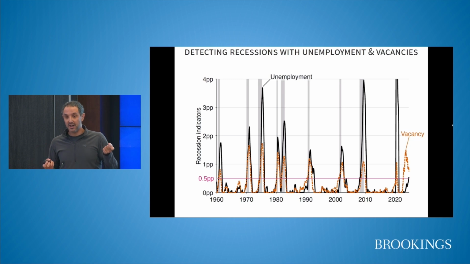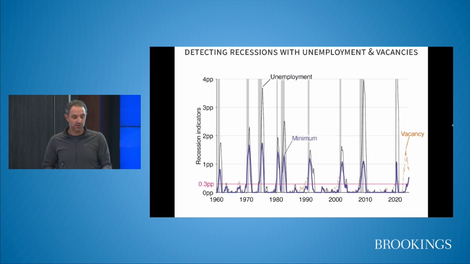But the key thing to realize is that in the type of models we have in mind, when you have a recession, unemployment goes up and vacancies go down. So you can require both of them to move. You can take the minimum of the two indicators. When you do that, you get something much less noisy, because if you describe a recession as requiring both higher unemployment and lower vacancies, you get a much cleaner signal. You can lower your threshold to 0.3 percentage point, and you get something much faster at detecting recessions.